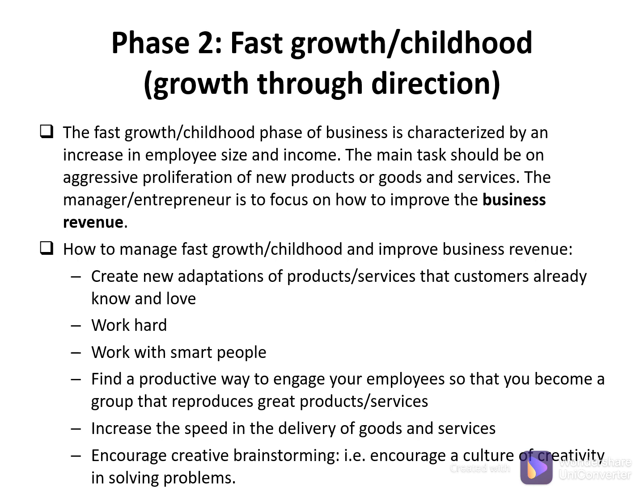Then phase 2, past growth or childhood, otherwise known as growth through direction. So the past growth or childhood phase of business is characterized by increase in employee size and income. The main task should be on aggressive proliferation of new products or services. So at this stage, the business begins to grow rapidly, and the number of employees will automatically grow, because when your business size grows, that is when the demand increases in the marketplace. Definitely the raw material will increase, and the need for people that will process the raw material will also increase, so you will need more employees. And when you produce more, you are likely going to get more income, because you are going to sell more in the market and get more money. So this is a stage where the business becomes a little bit stable.